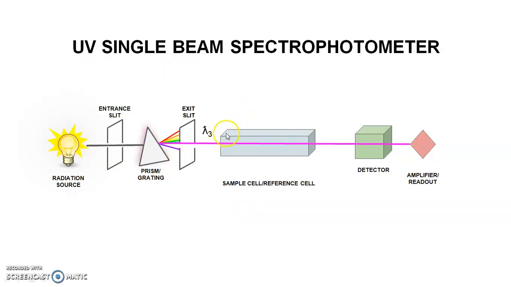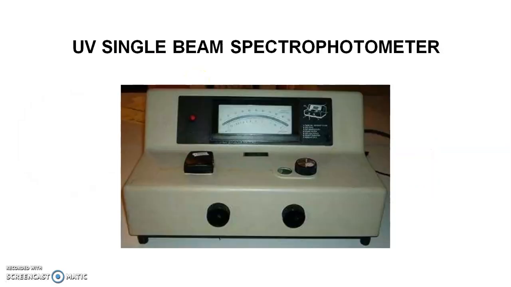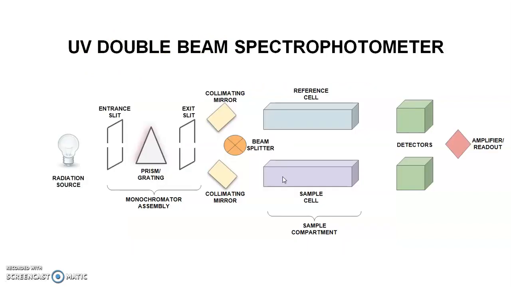As I mentioned, there is no option for holding the sample cell and a reference cell as separate components. But that has been tackled and added in the double beam instrument. So before we go to the double beam instrument, this is a single beam UV spectrophotometer, the actual image of it.